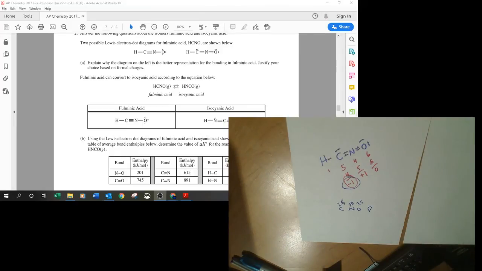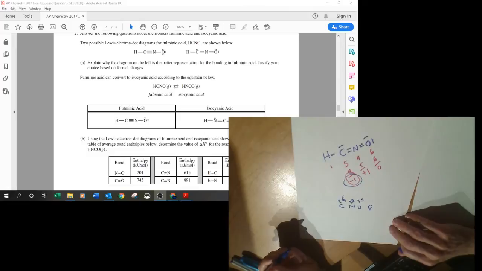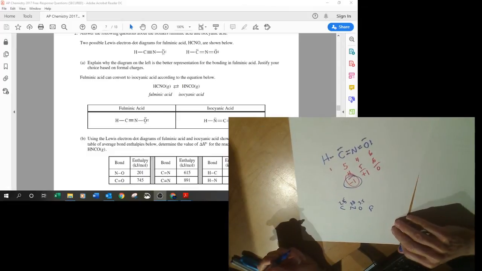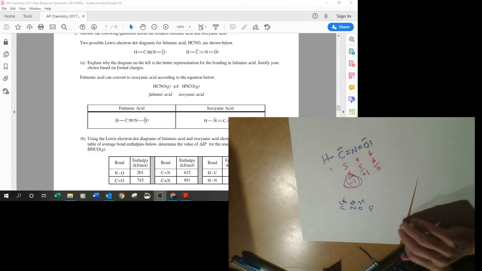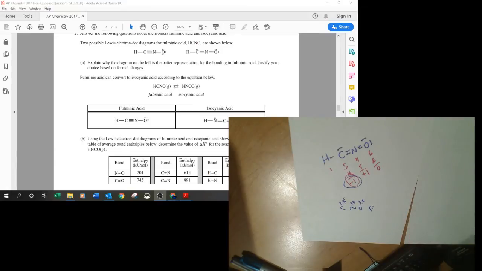But in both cases, the formal charges definitely have to come out to 0 on both of them, because the overall molecule isn't charged. Make sense?